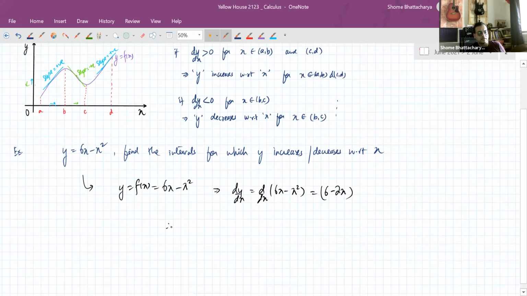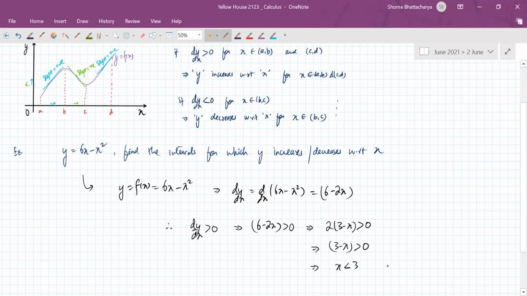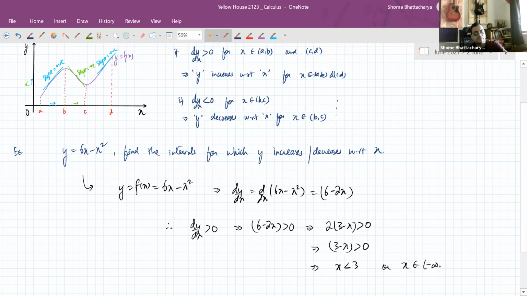So therefore, we can see that dy by dx is positive. That implies that 6 minus 2x should be greater than 0. That implies that 2 into 3 minus x should be greater than 0. Now, since 2 is a positive number, obviously that means that 3 minus x should be greater than 0, or in other words, x should be less than 3. Or we can say that x belongs to the interval minus infinity to 3.